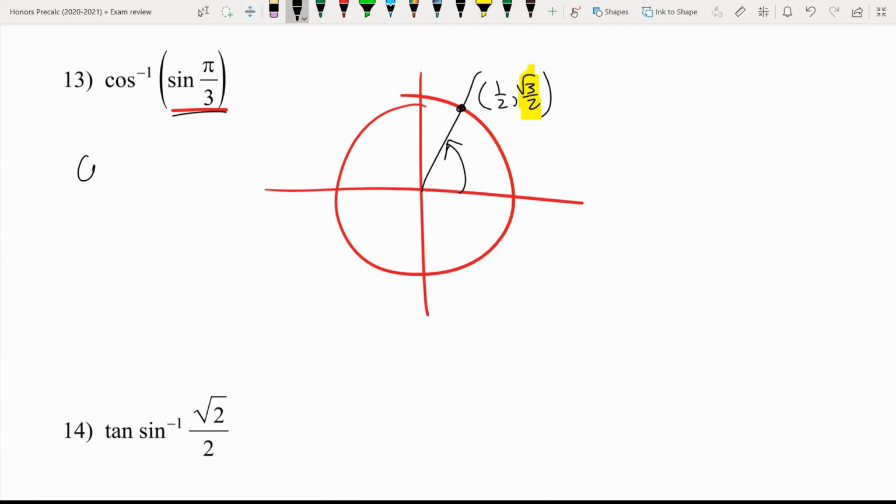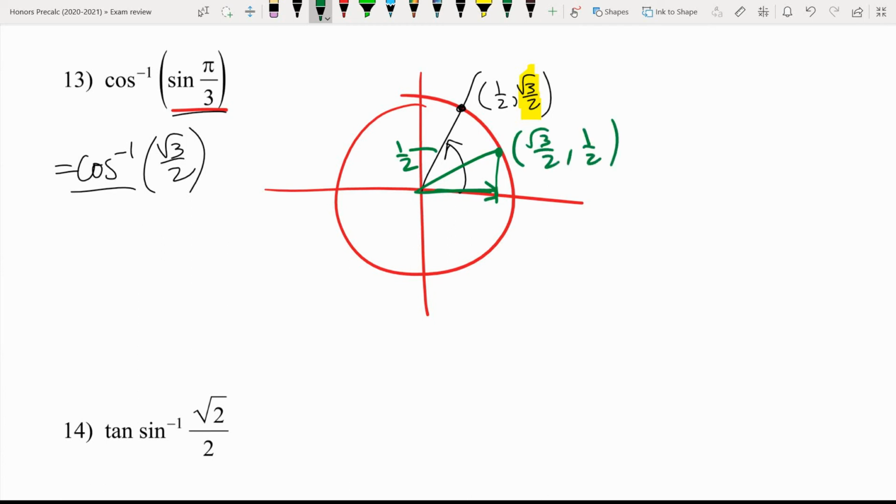So this thing here is equal to the cosine inverse of square root of 3 over 2. But now cosine deals with the x value. So I'm going to figure out, okay, x values of square root of 3 over 2, that would be over here. This angle here, that long side here is square root of 3 over 2. Now the y value is 1/2. All right, so square root of 3 over 2 for x, 1/2 for y.